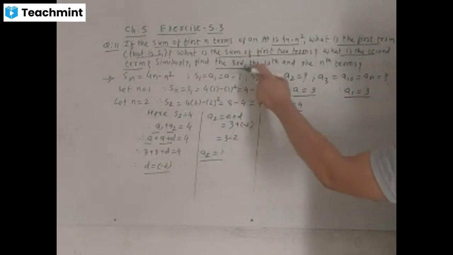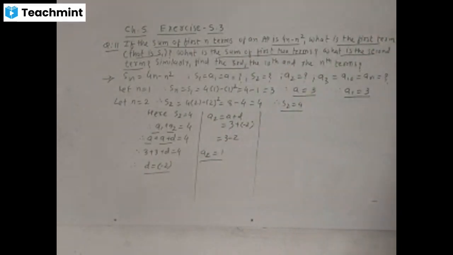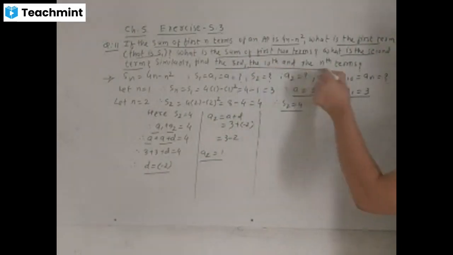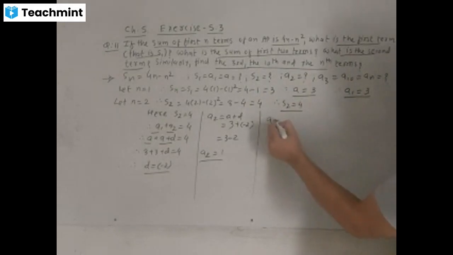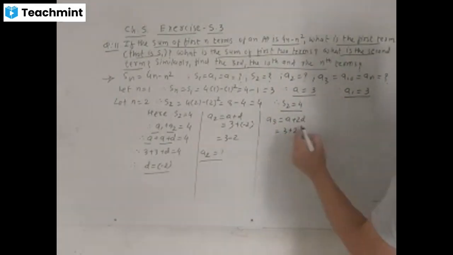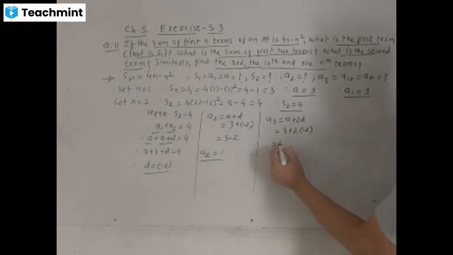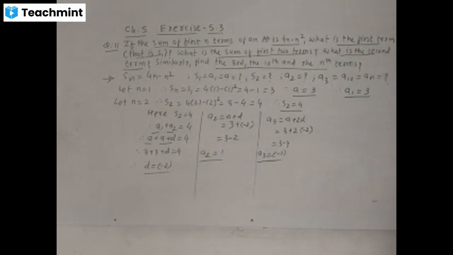And then find the third term, 10th term and the nth term. Third term means A plus 2D. A is equal to 3 and 2 into D is equal to negative 2. That is 3 minus 4. Therefore, A3 is equal to negative 1. Therefore, third term is negative 1.